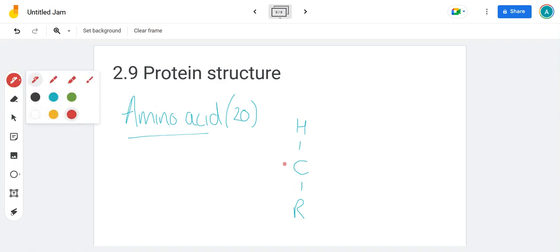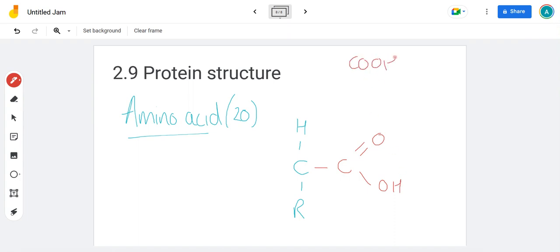To the side on this side here, we've got CO, it's a double bond to the O, OH. So you could write that COOH, and that's called a carboxylic acid group, or sometimes people just call it a carboxyl group. Right. So sometimes they might give you the structure of an amino acid and ask you to label it, or sometimes they might ask you to draw the carboxylic acid or the carboxyl group on that right-hand side there.